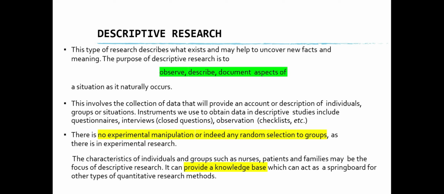Now, descriptive research is a type of research that exists and may help to uncover new facts and meaning. Its major purpose is to observe, describe, and document aspects of a situation as it naturally occurs. So as you can see, there is no manipulation of data here. We observe data as it naturally occurs. And of course, no random selection of groupings. We don't randomize them. And the good thing about descriptive research is that it provides a knowledge base.